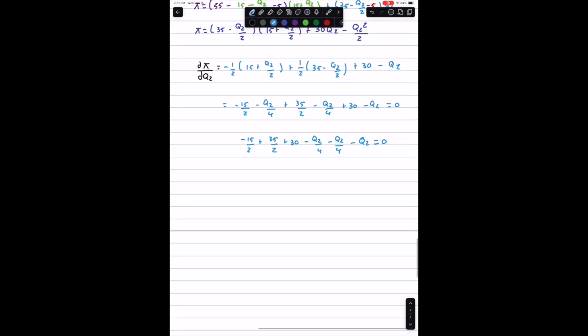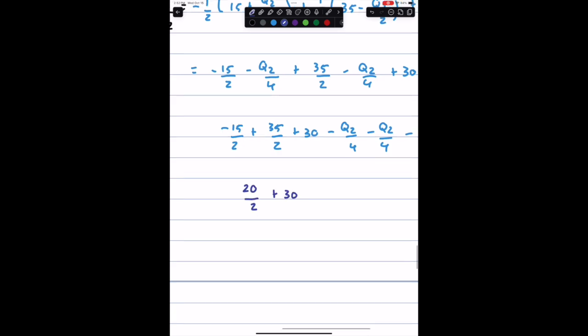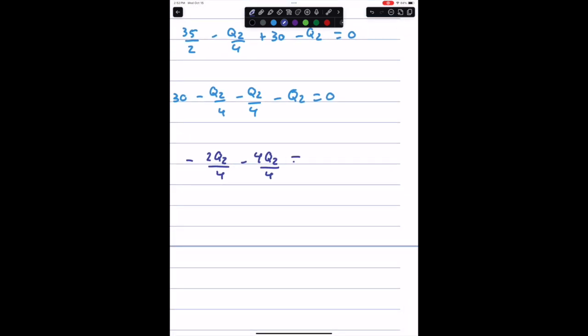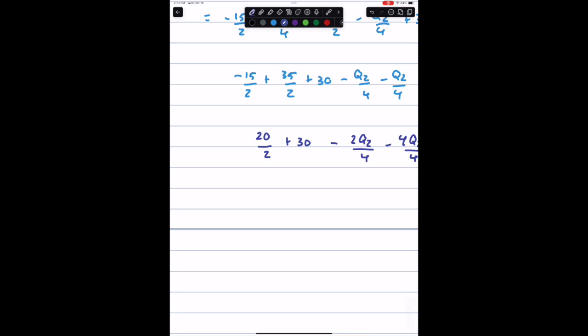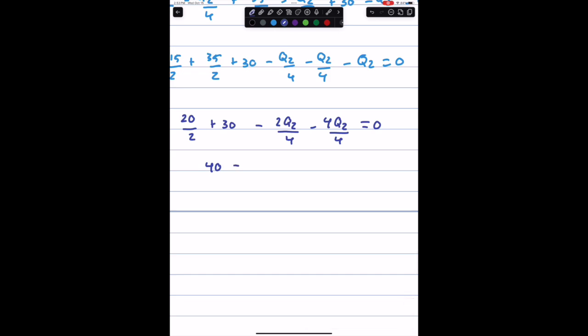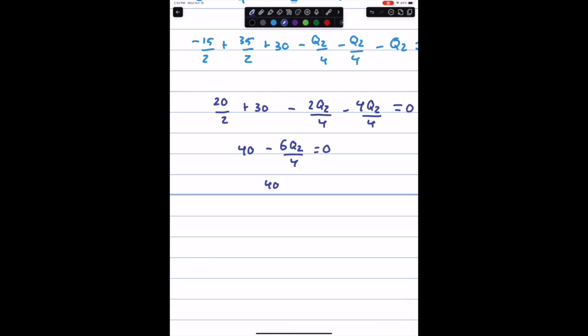Okay, beautiful. Now, simplifying, we know that this is just going to be equal to 20 over 2 plus 30 minus 2Q2 over 4 minus 4Q2 over 4, because we have to make sure it's a common denominator, which is equal to 0. This is equal to 40, right? Minus 6Q2 over 4, which is equal to 0. So we know that 40 is equal to, we can simplify this, 2, 3. 40 is equal to 3 over 2 Q2.